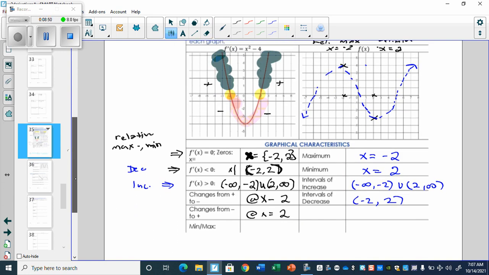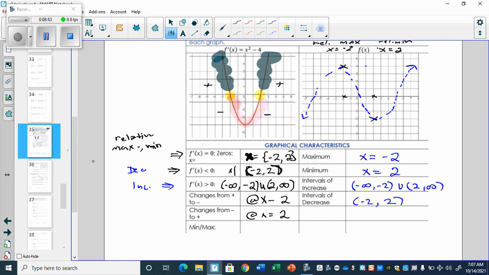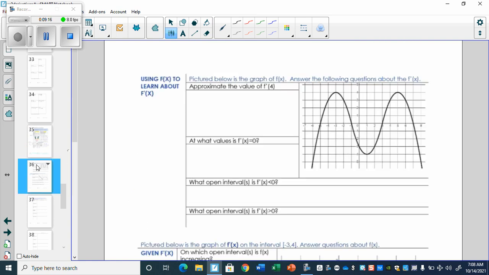And let's see if we got everything. Yes, we do. And on this derivatives map, I have a 0. I have a minimum at 0, -4. And that does nothing for me. So we're going to practice doing this today as we move forward, using f of x to learn about f prime of x. So those same rules apply.